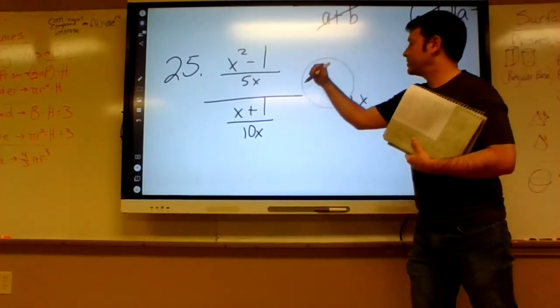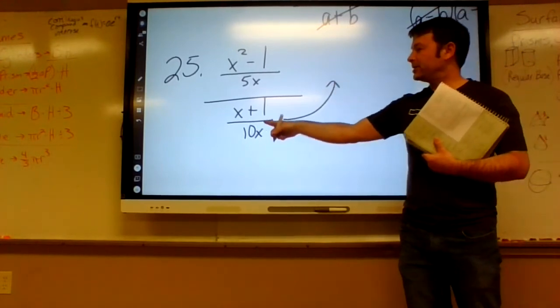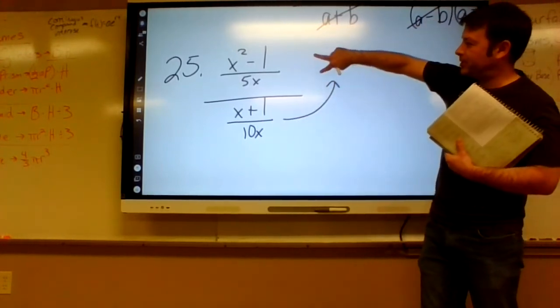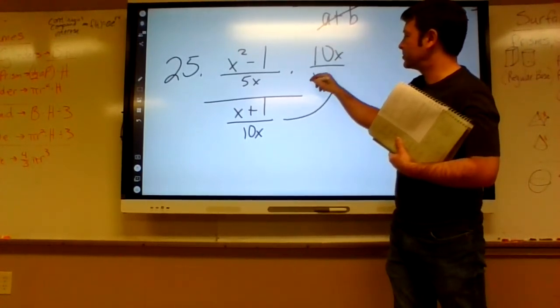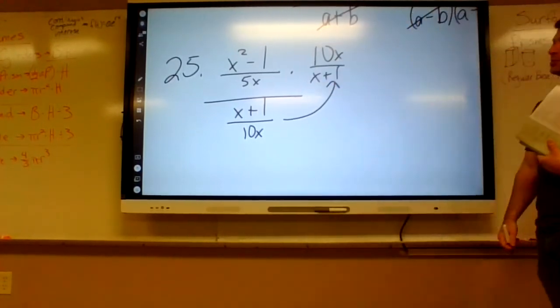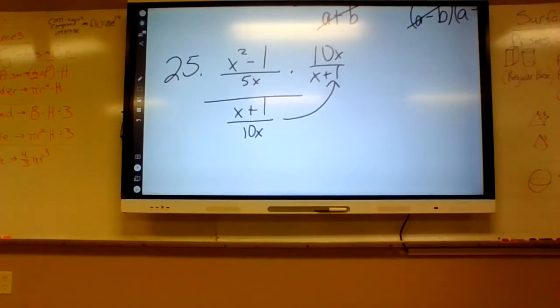So here's another way to look at it. You're dividing by this guy, so I'm just gonna flip it and put it up like that. So it's just times 10x over x plus 1. So it just looks weird, it's not actually that bad.